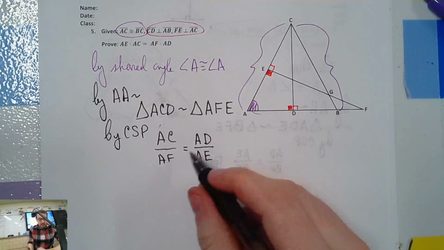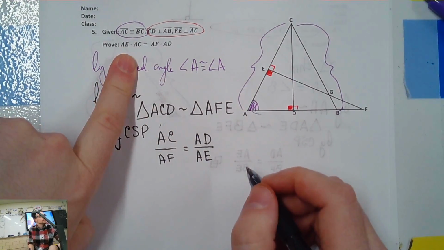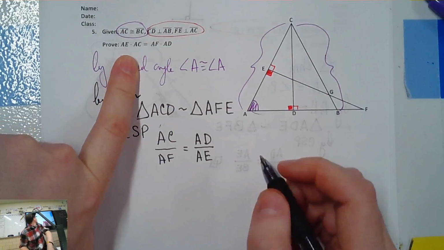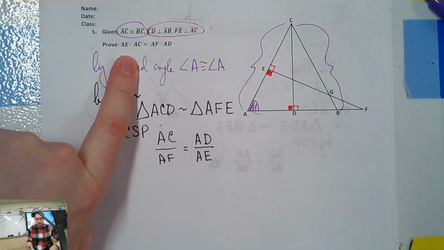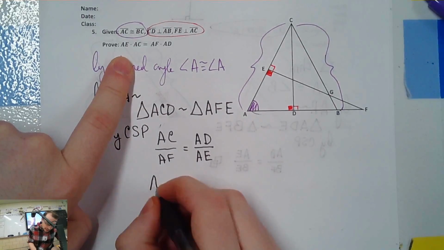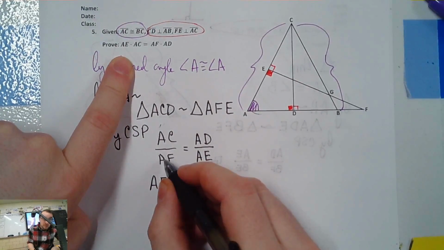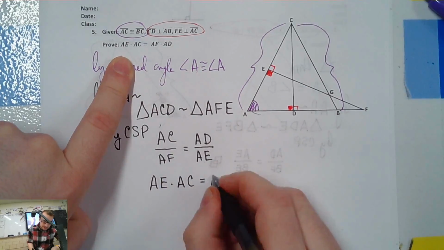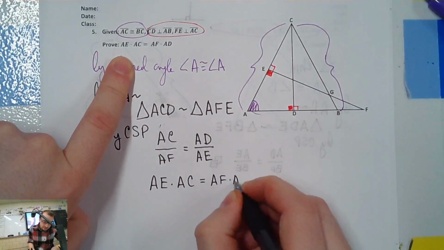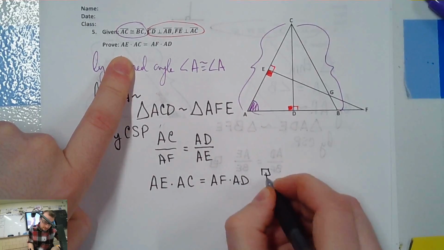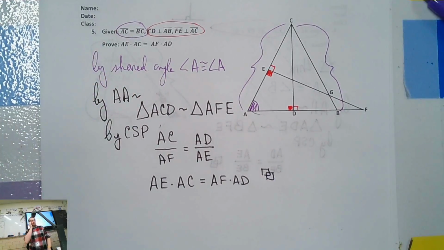And then what do we do to get it to look like this? We're going to multiply. We're going to do algebra. We're going to do math. So I'm going to write AE first because that's what they wanted, times AC. And then I'm going to multiply AF over, and I'll write that first, AF times AD. Just another way to write division is multiplication. That's it.